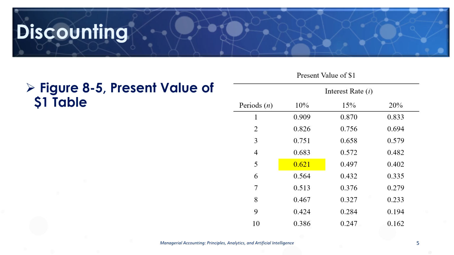Discounting is the process of converting future cash flows into a present value, so we're going the opposite direction. We do this by using present value factors based on an interest rate and a number of years. Discounting is important because it allows us to compare cash flows occurring at different times in a consistent way.